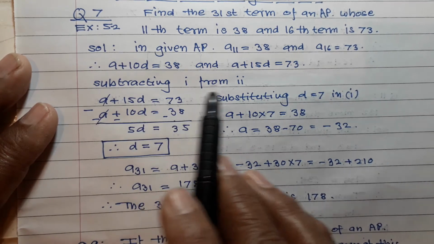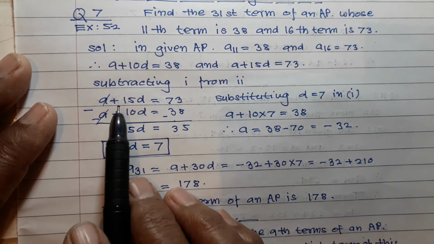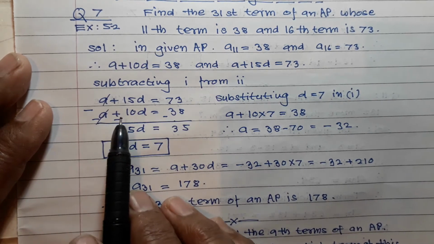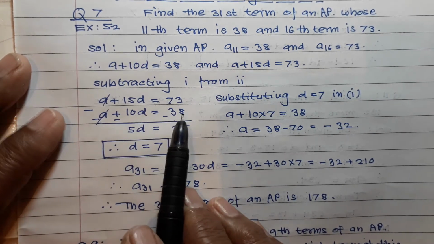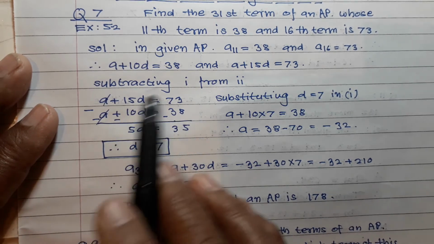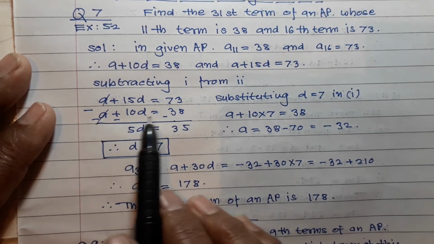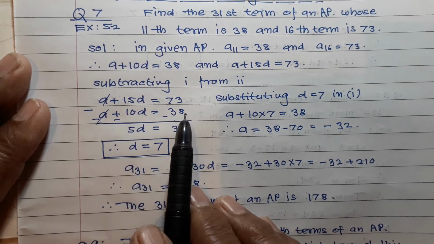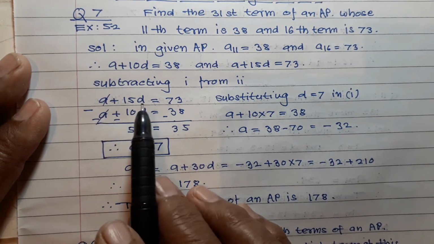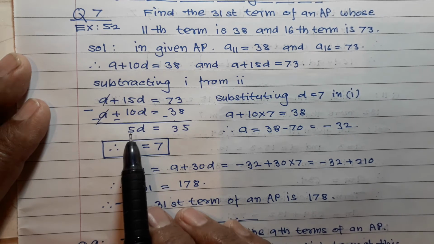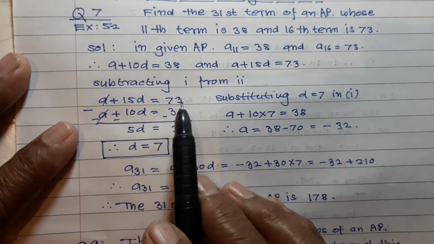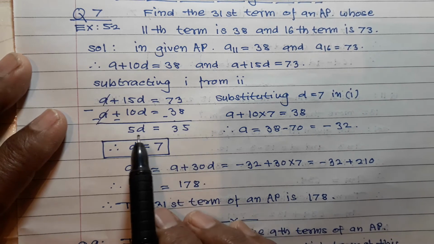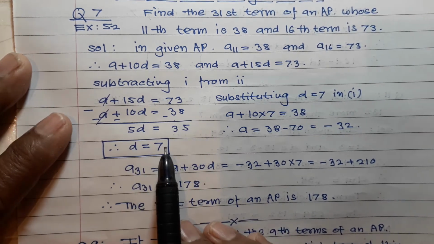Subtracting equation number 1 from 2: A plus 15D is equal to 73, minus A plus 10D is equal to 38. Now it is subtraction, therefore change the sign. This is negative, negative, negative. A gets cancelled. 15D minus 10D is equal to 5D. 73 minus 38 is equal to 35, and therefore D is equal to 7.